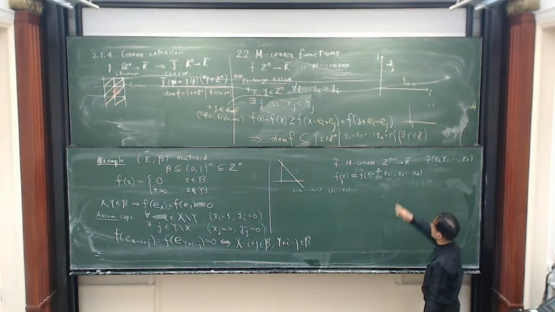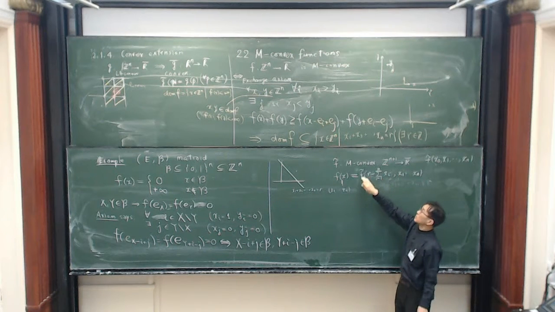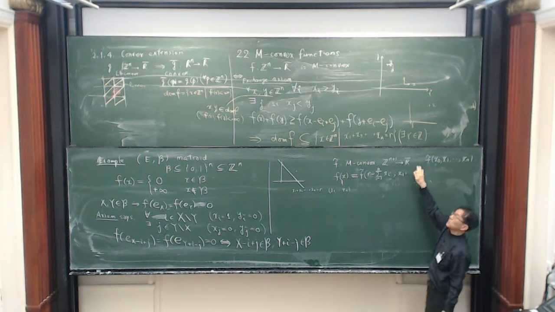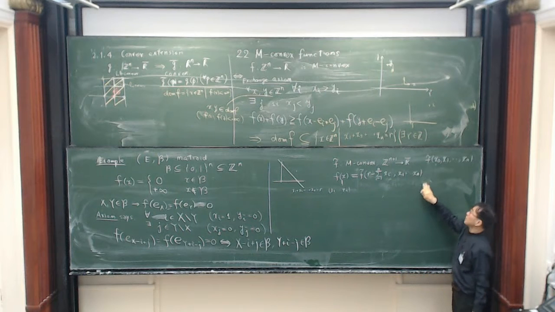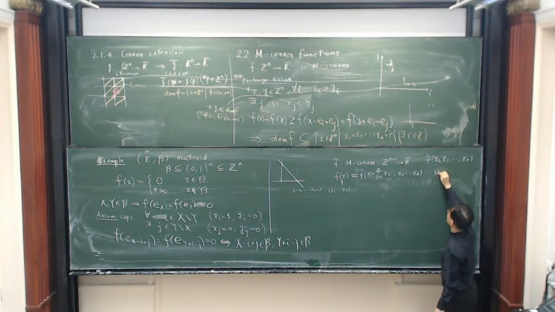So if function f is derived from an M convex function in n plus 1 variables in this way, then this is called an M natural convex function.